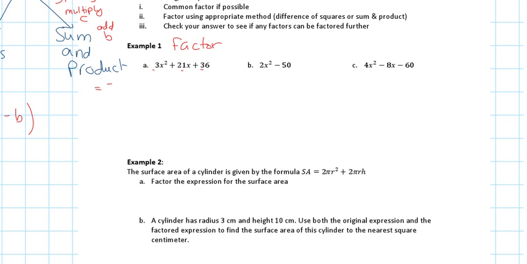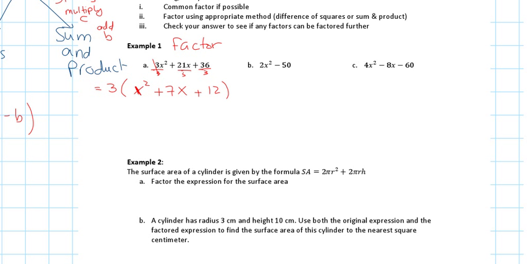If I divide each one by 3, what do I have left? x squared. What's 21x divided by 3? 7x. What's 36 divided by 3? 12. I took the greatest common factor out, and I have my leftover.